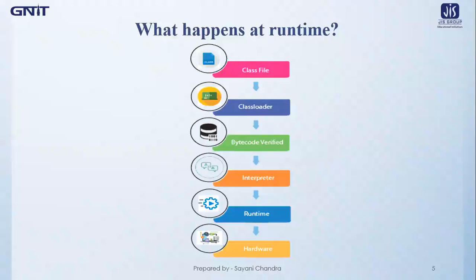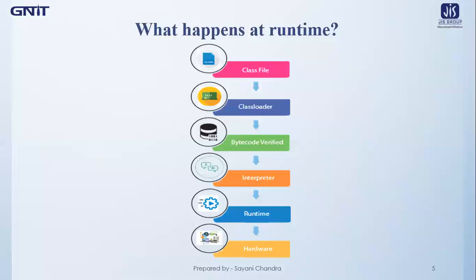Then comes the bytecode verifier. This bytecode verifier checks the code fragments for any illegal code that can violate access rights to the objects. If any illegal code is there which can violate the access rights to the objects, then those errors are shown at the time of execution. If those errors are created due to programming or code, you have to go back to the program and correct those errors. Then you have to come back again, compile it and run it. Then you can see the next step is the interpreter.